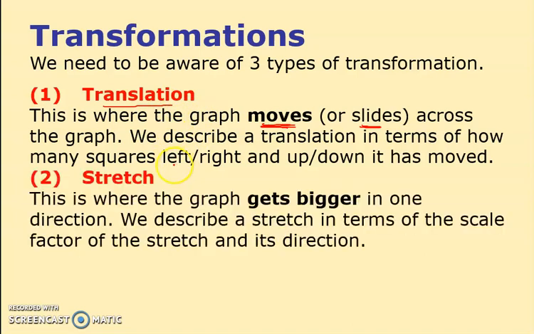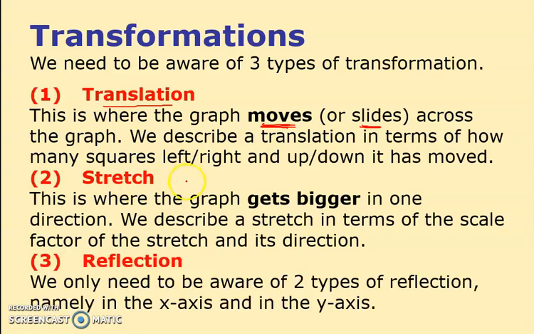Second one is a stretch. Now a stretch is a one-dimensional enlargement, if you like. It pulls in one direction, maybe in the x-axis, but not in the y. Or I might pull it in the y, but not in the x. So it's a one-way enlargement, if you prefer. But it's getting bigger in one direction. And the third and final one that we have to be able to do for now is the reflection. So there are 2 types basically we're interested in: reflection in the x-axis and reflection in the y-axis.